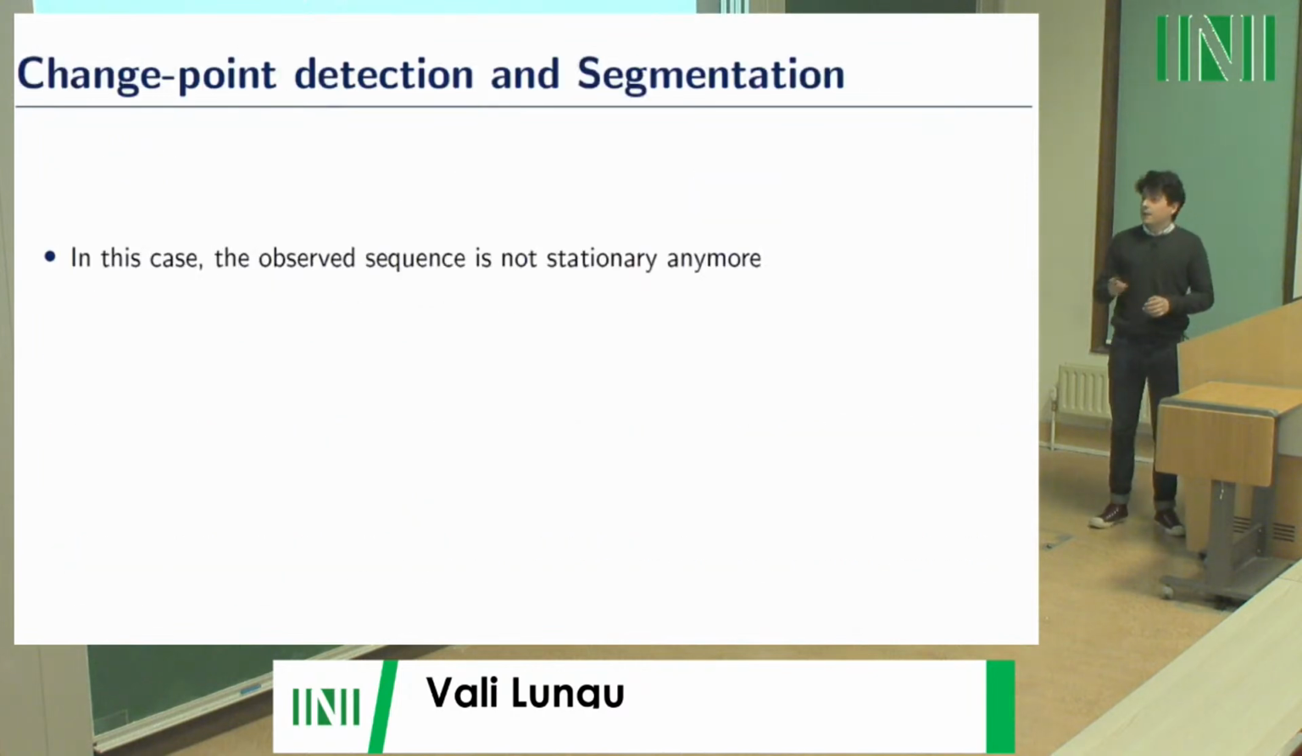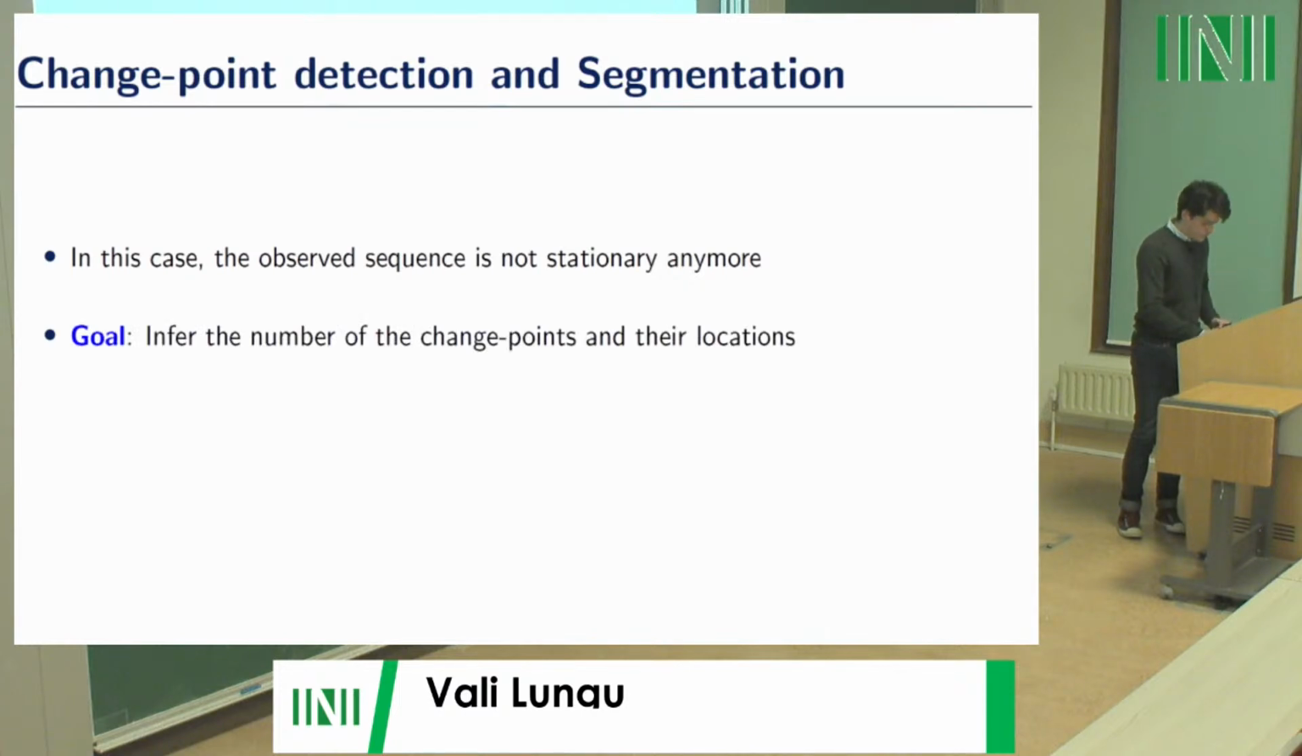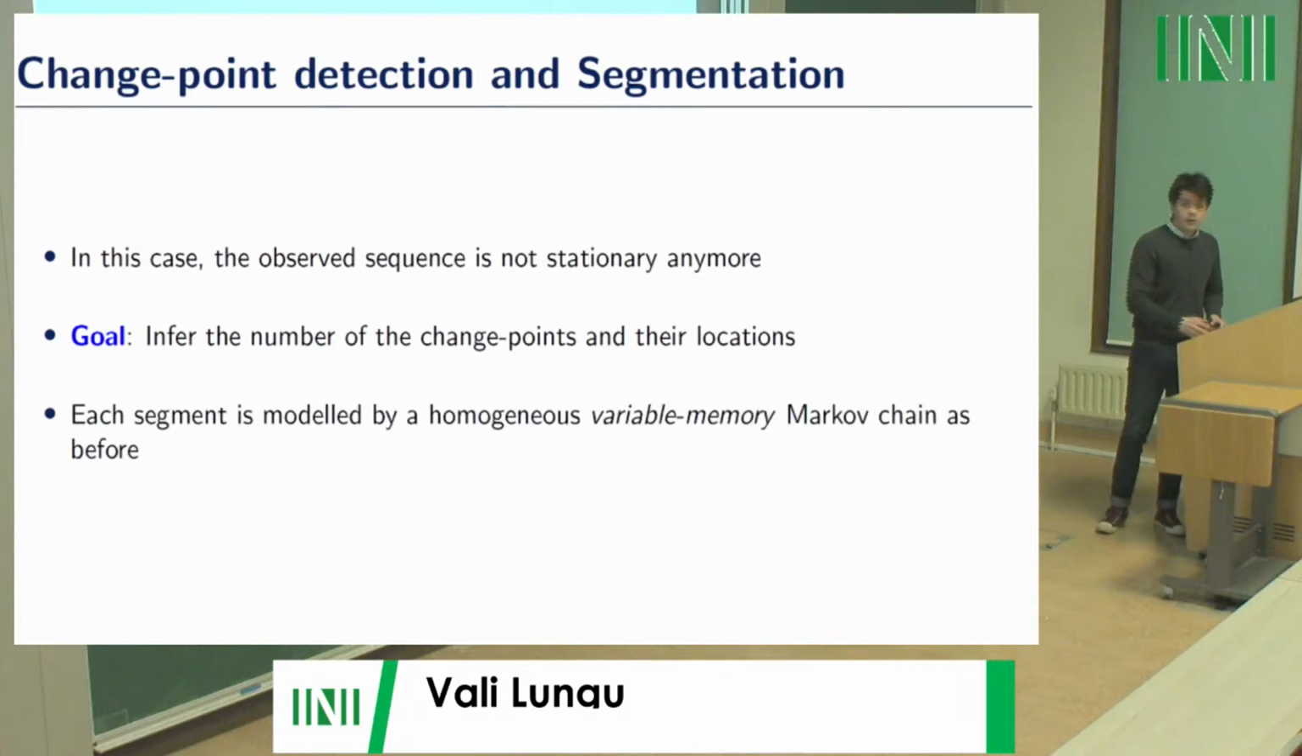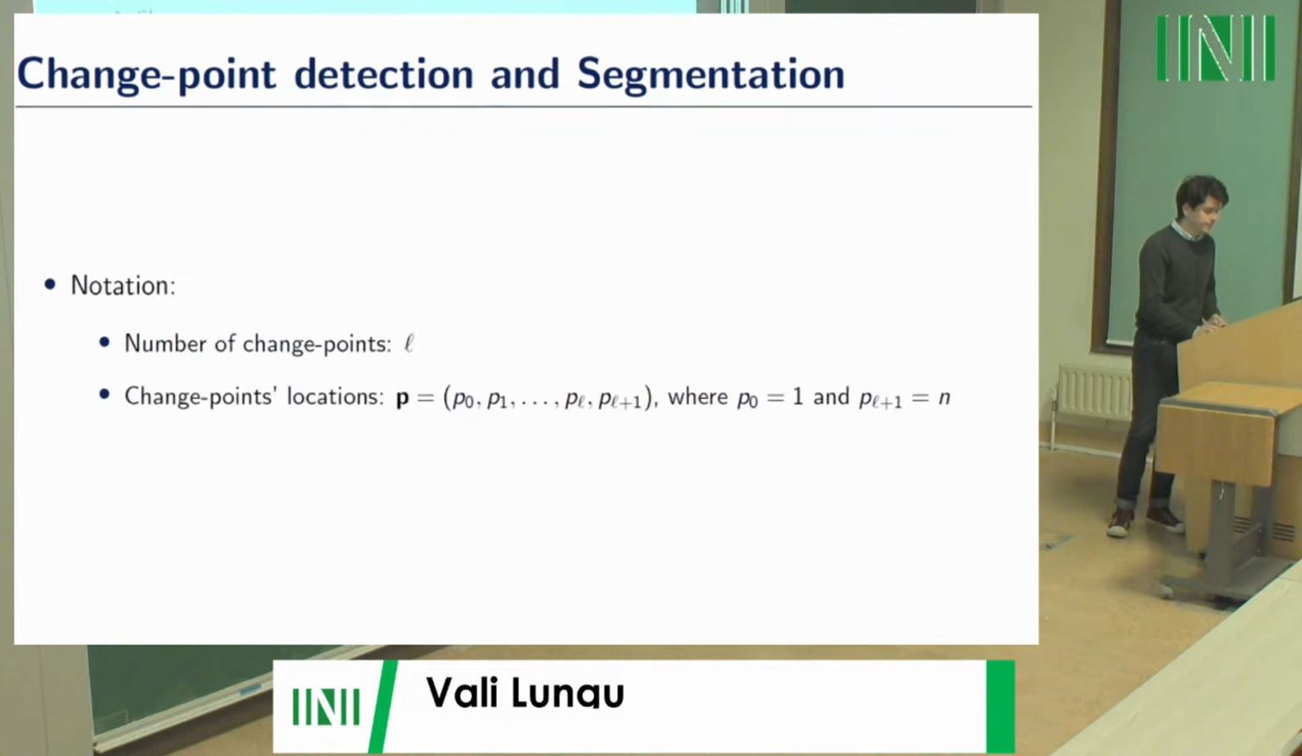Okay, given that we have some tools now, let's see how we can apply them to the problem of change point detection, where in this case the observed sequence is not stationary anymore. Just to remind you, our goal is to infer the number of change points and their locations at the same time. So basically what we're going to do is observe the entire sequence, partition it into piecewise stationary segments, and then model each segment as a homogeneous VMMC.